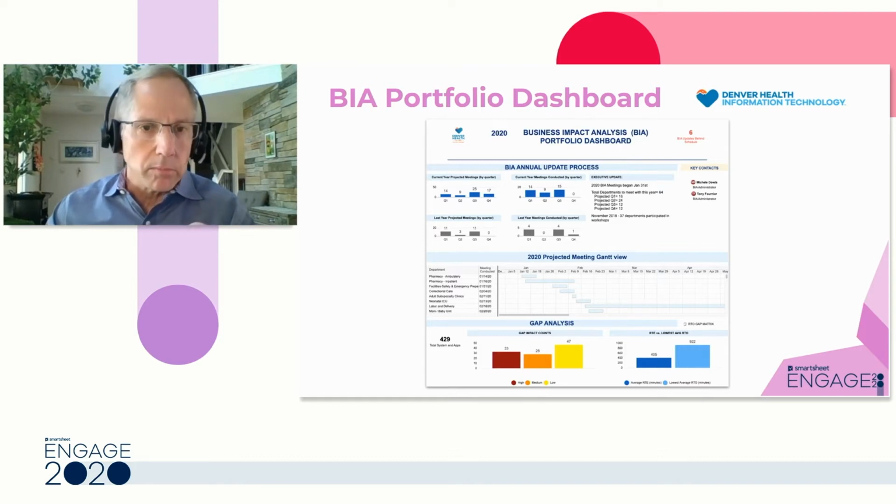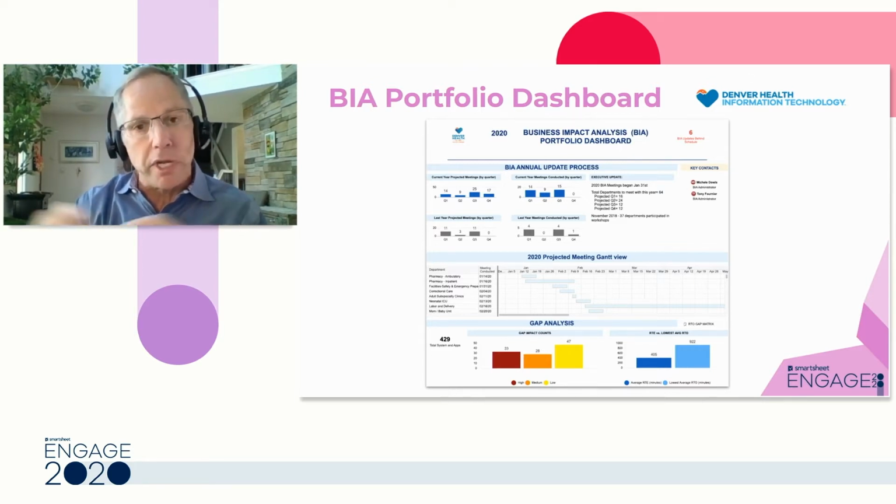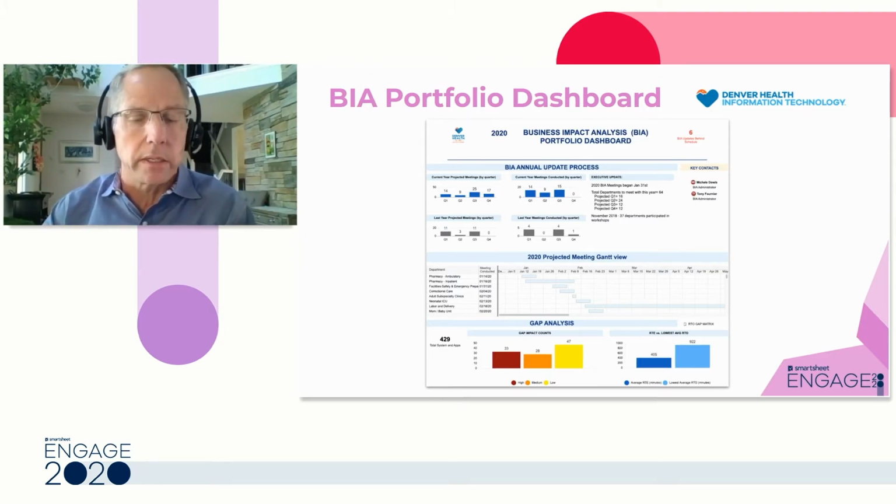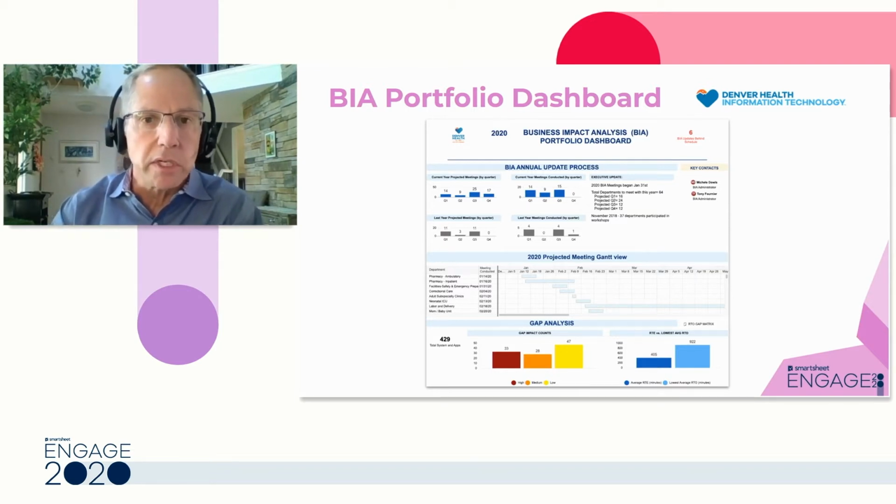So real quickly, in the upper left there are some widgets that show how many meetings are projected when we schedule out the meetings per quarter, and then how many we've actually conducted. And if any of those meetings are behind, Smartsheet just rolls that up. There's an executive update section in the upper middle.